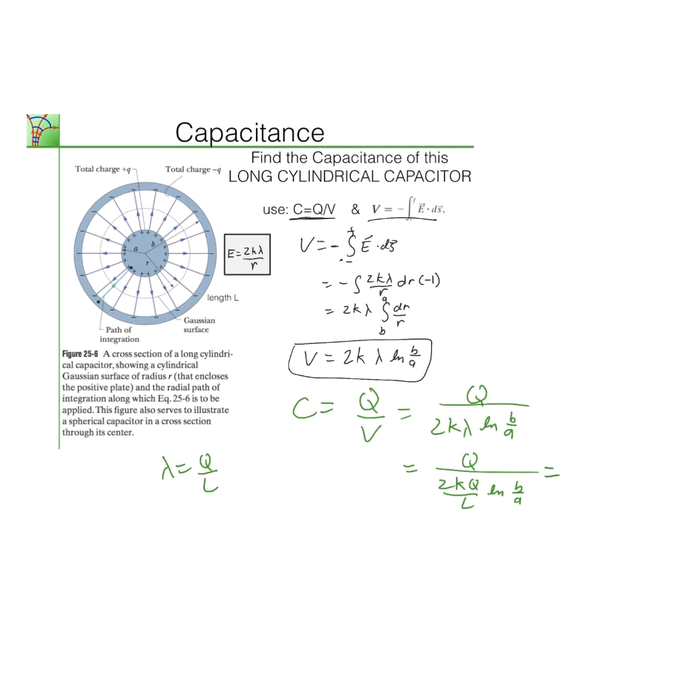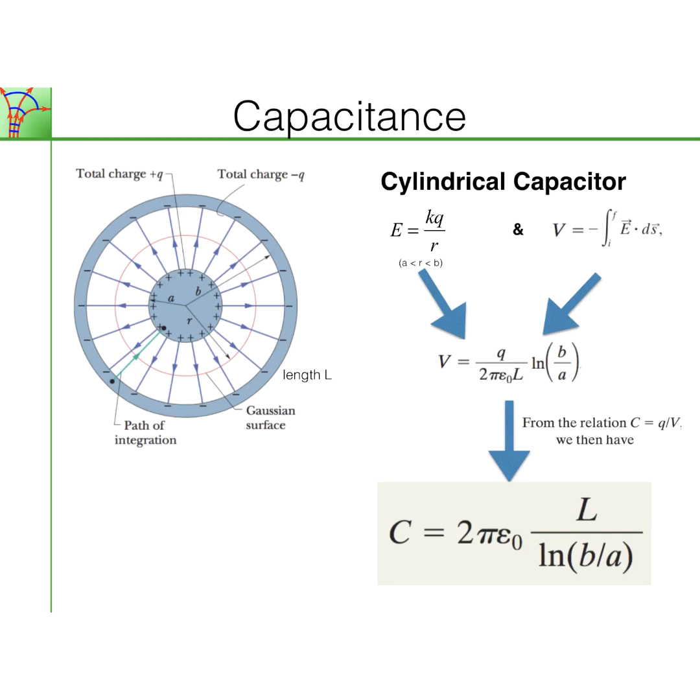And if I plug in for k, I'm also going to use that k is 1 over 4 pi epsilon naught. I get that we end up with 2 pi epsilon naught L over the natural logarithm of B over A. So that would be the capacitance for concentric cylinders, which is kind of cool. And this is the answer you get when you do that derivation.